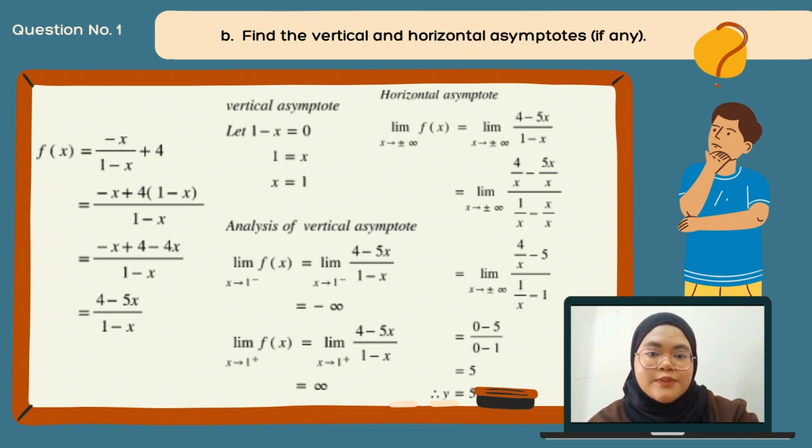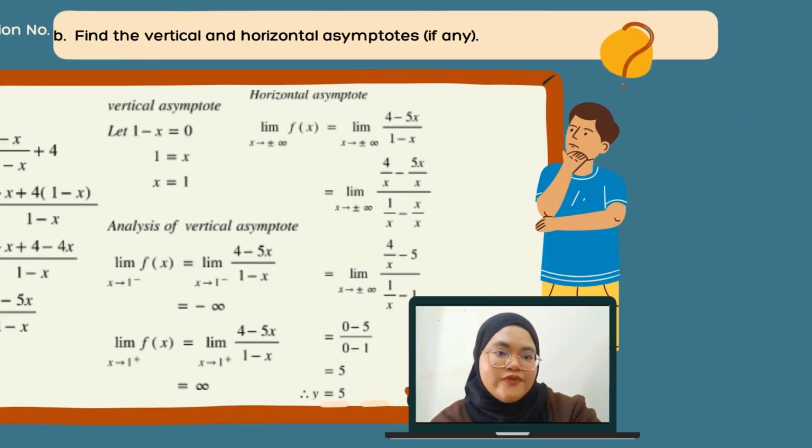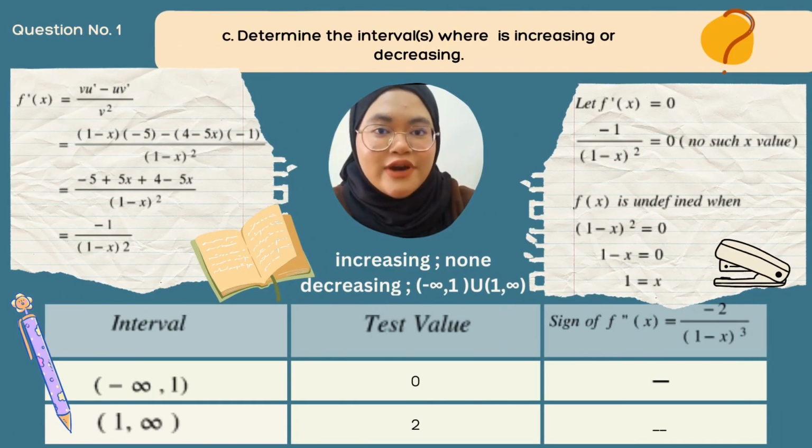The limit as x approaches 1 from the negative side of (4 minus 5x) over (1 minus x) equals negative infinity. And the other one is the limit as x approaches 1 from the positive side of (4 minus 5x) over (1 minus x) equals positive infinity. Last but not least, horizontal asymptote, which is the limit as x approaches plus or minus infinity of (4 minus 5x) over (1 minus x). And then we use the high power method to solve this question, and the answer is y equal to 5.